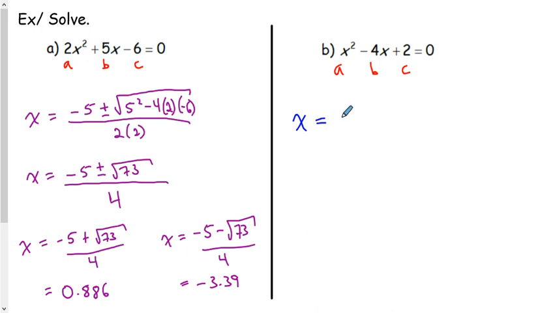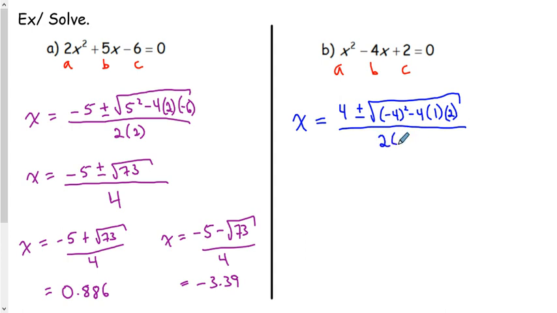So the quadratic formula says negative b, so the negative of negative 4 is positive 4, plus or minus the square root of, no, it's just b squared. So b is negative 4, so I'll put it in some brackets so I don't mess that up. Negative 4 squared minus 4 times a, which is 1, times c, which is 2. Now I'm going to divide that by 2 times a, which is, again, just 1.